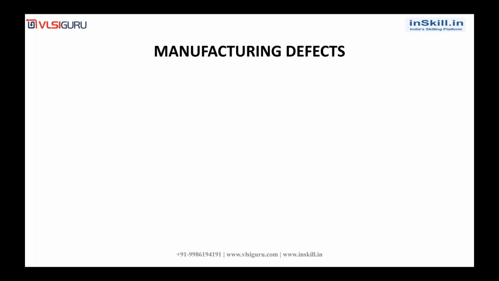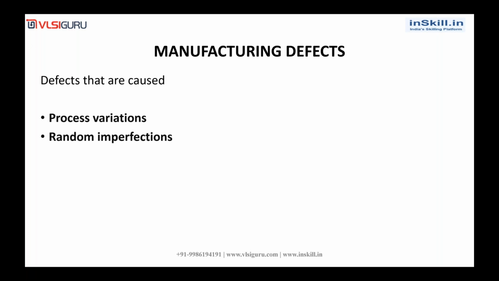Manufacturing defects are the defects that are caused by process variations and random imperfections. So what is process variation? Process variation means slight variation in the transistor channel length, and slight variation in the metal interconnect width and thickness. All those things can actually impact the logical and timing performance. So that is process variation.